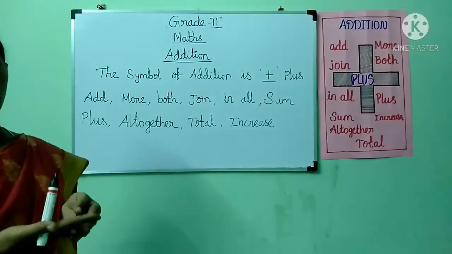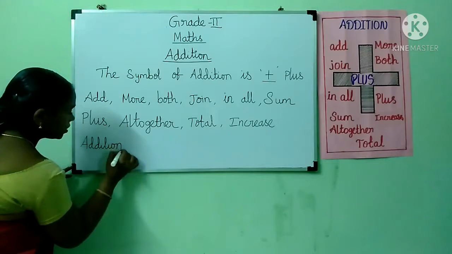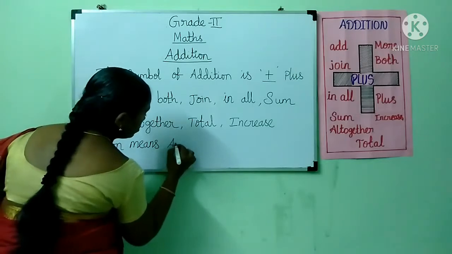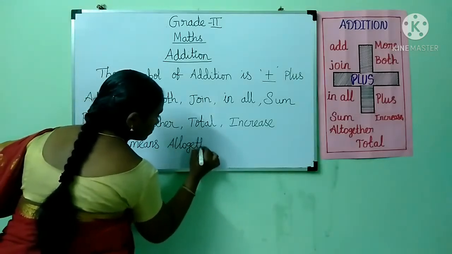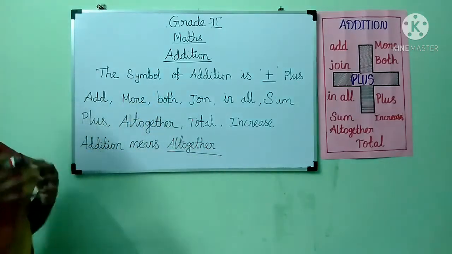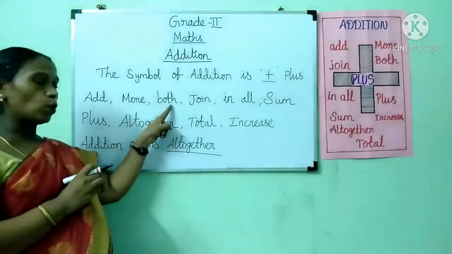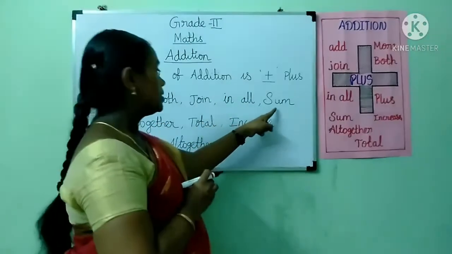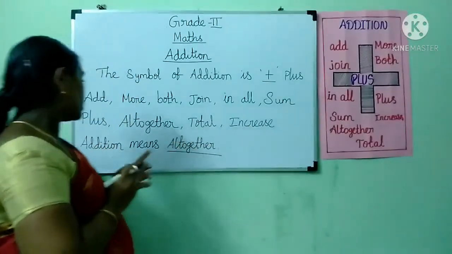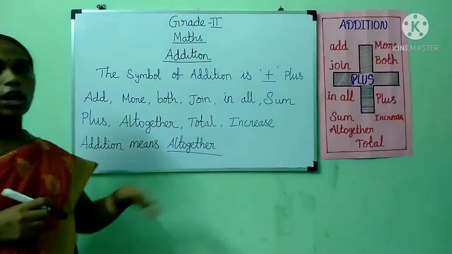Addition means altogether. Are you clear, children? What and all words are we using in addition? Add, more, both, join, in all, sum, plus, altogether, total, increase. These and all words we are using in addition. Are you clear, children? Addition means altogether.